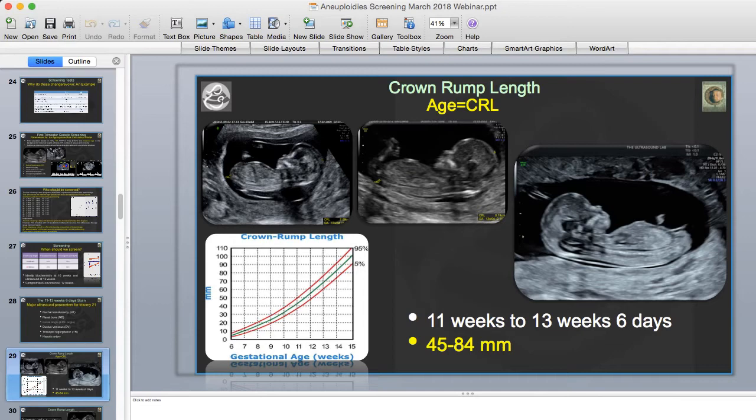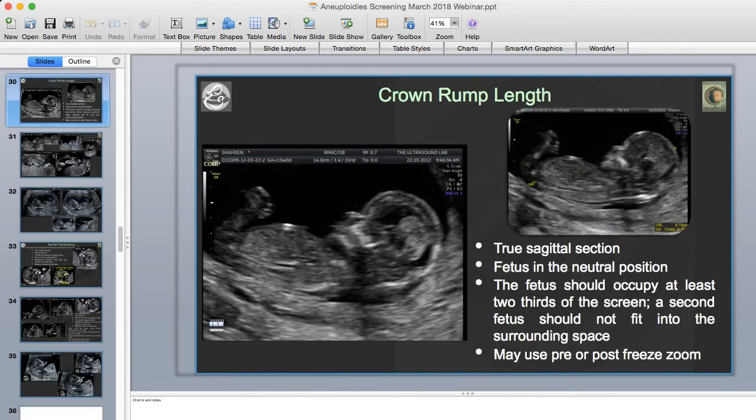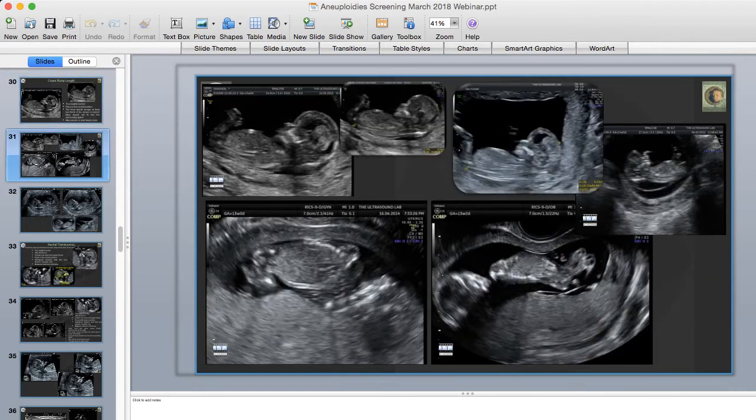Also, there are certain very, very clear things that we have in the crown-rump length, which means that the section must be a true sagittal section. The fetus should be in the neutral position, which means there has to be fluid between the chin and the chest. And the neck should not be too flexed or too extended. It should occupy a large amount of the screen, at least 2/3, and you shouldn't be able to fit in a fetus in the remaining space. And of course, sometimes you can use a zoom even post-freeze, but ideally you should be using it pre-freeze.